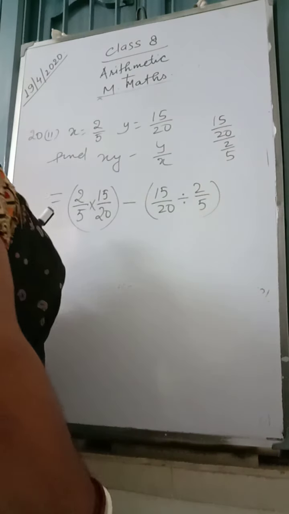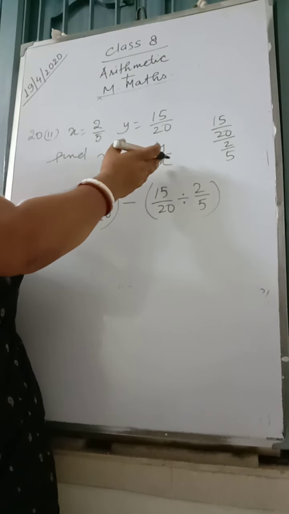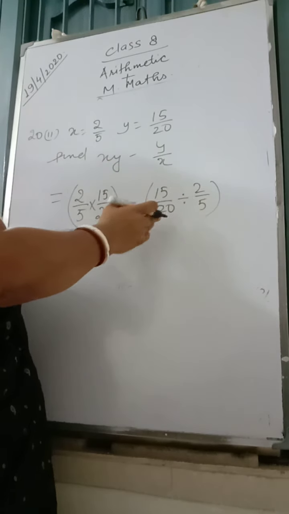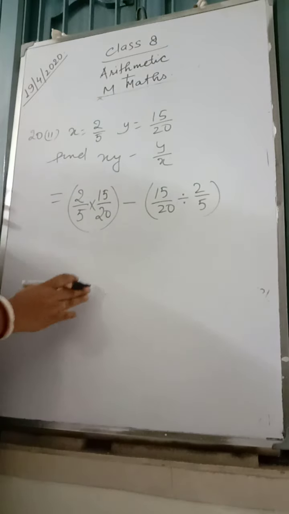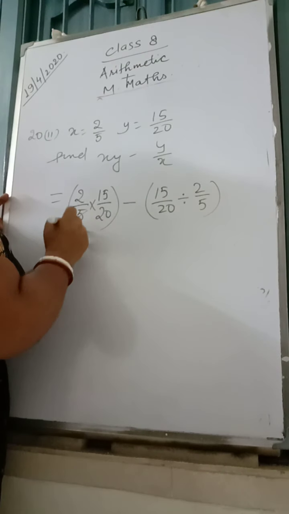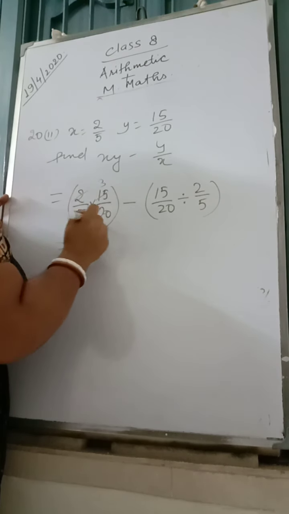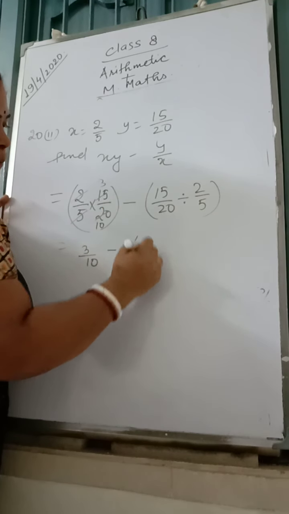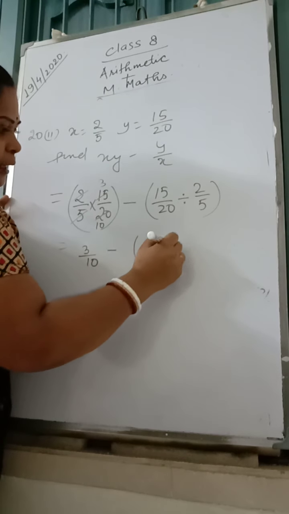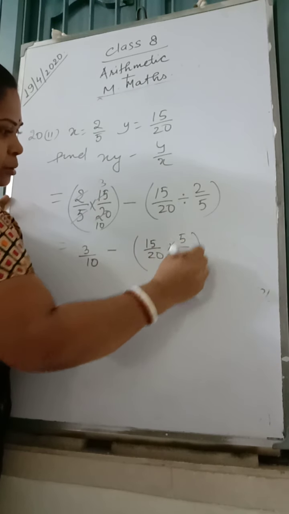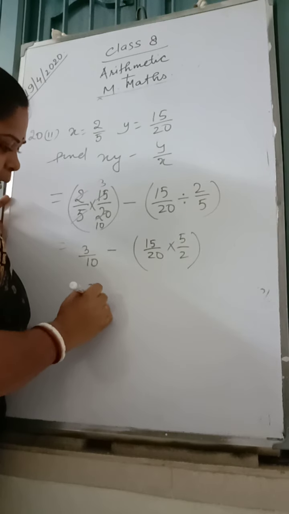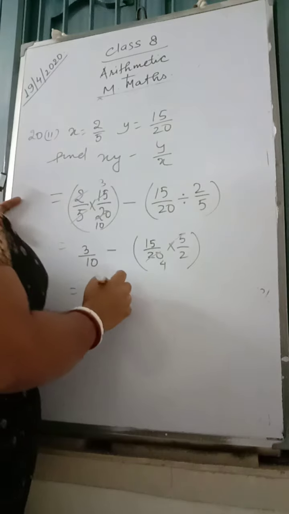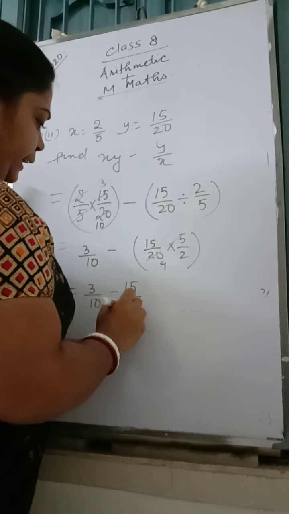This will turn into a complex fraction. So in a simple way, y by x is y divided by x. So I have written y, division sign, then x value. Now we'll cancel it. 5 3s are 15, 2 10s are 20. So we are getting 3 by 10 minus 15 by 20 into 5 by 2, or 3 by 10 minus, 5 4s are 20. So we get 15 by 8.